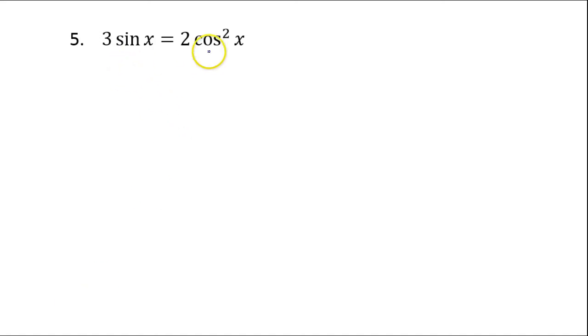All right, number 5 has a little bit of a twist to it. I'm noticing that we have sine and cosine. I'm thinking ahead, even if I subtract this from both sides, there will be no GCF that I can pull out to separate these two. So I'm going to need to do some type of substitution to turn this into all one type of equation.